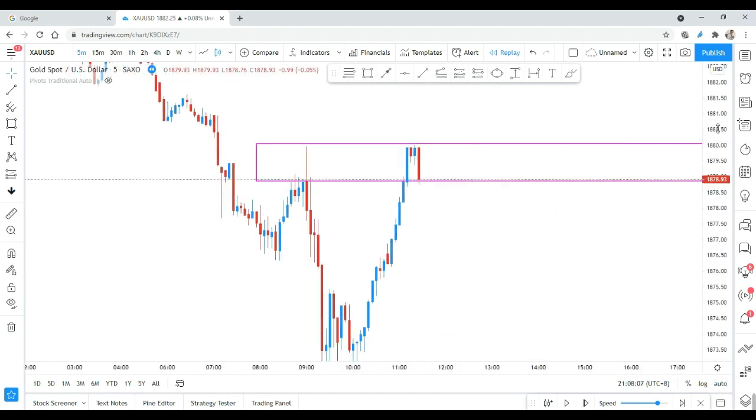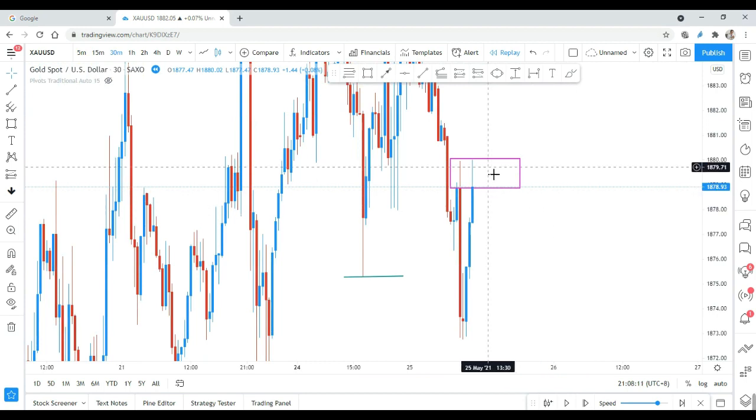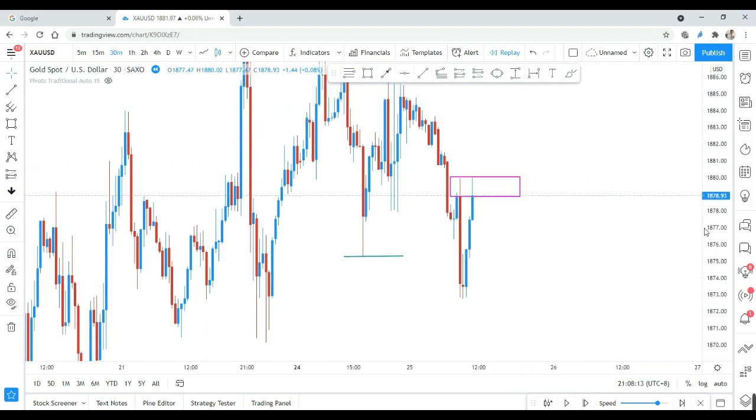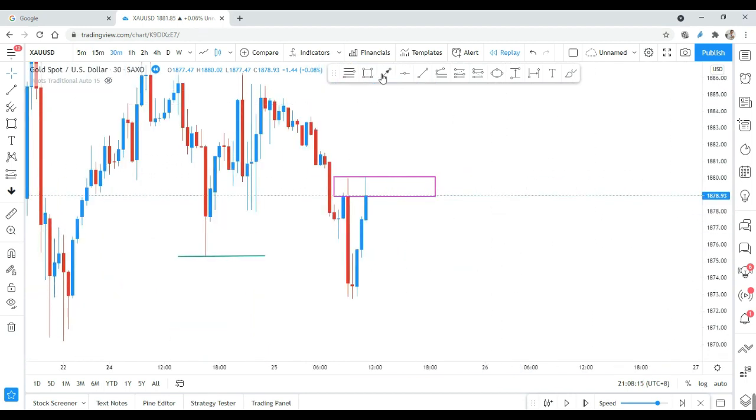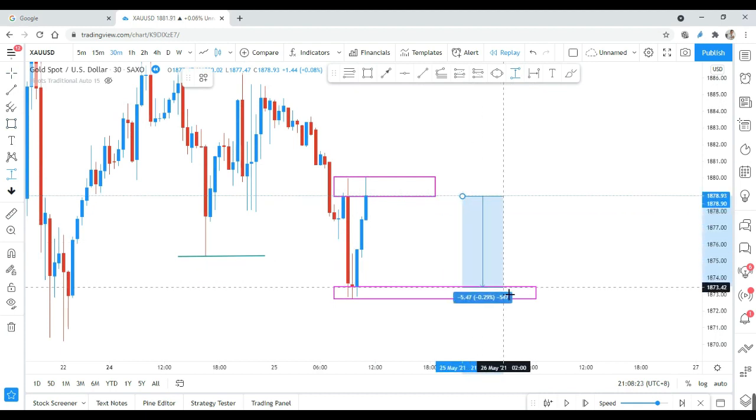The price came up, almost hit my stop loss, and then I took my profit over here at this point. So it was like 60 pips, almost 60, 50-something pips. The ratio is not a lot, but I'm still good.